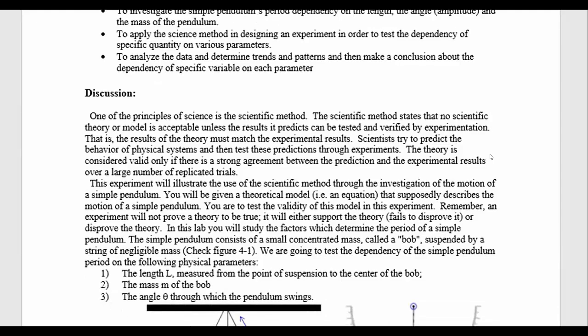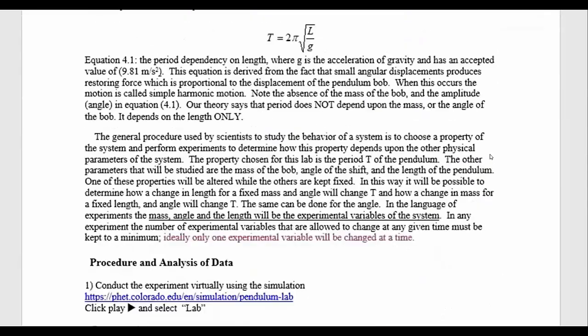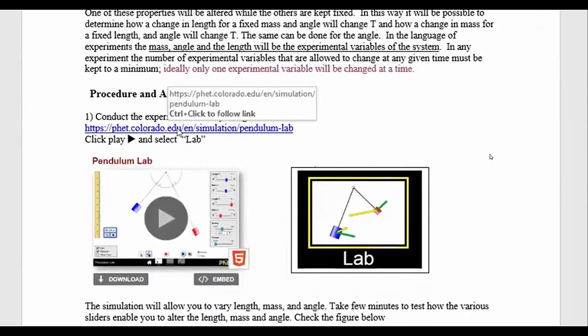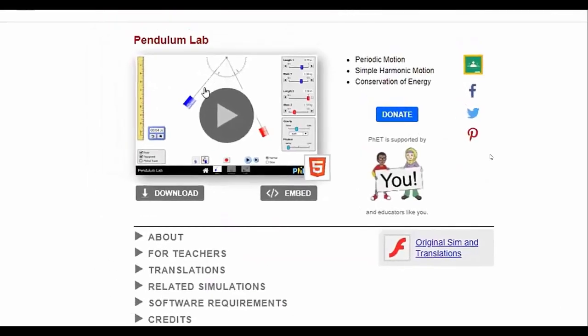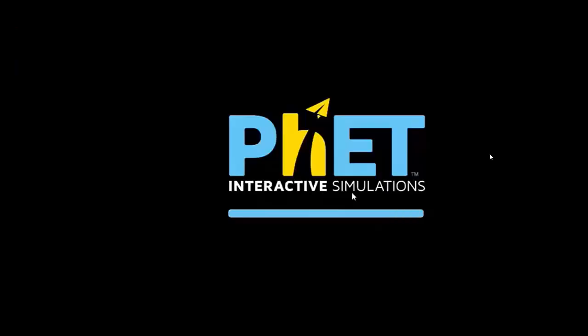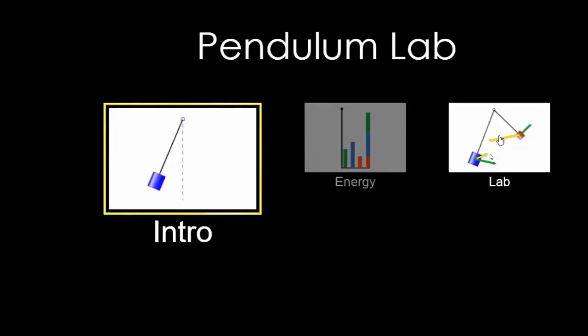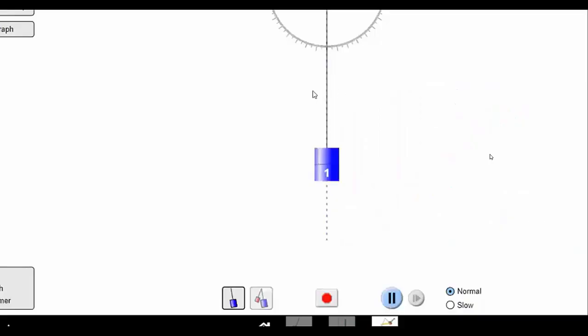We are trying to find out what are the parameters that impact the period of the pendulum. And to understand the period, let me download the simulation here so that you can see this is the simulation. You can just hold the control button and then click on it to download the simulation. And now you'll click play and you'll select the lab here. Okay, and this will give you the simulation.